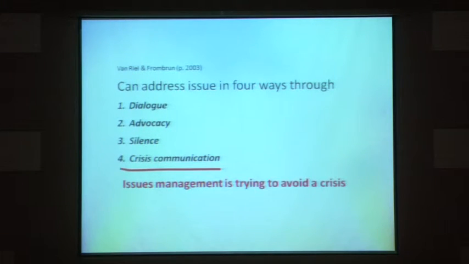And importantly, issues management is about trying to avoid a crisis. This is an intersection between marketing communication and strategic issues communication. The most difficult thing for marketing communicators is to sell a product if the organisation has been involved in a crisis that's related to that product. So here strategic issues communicators and marketing communicators can work together.